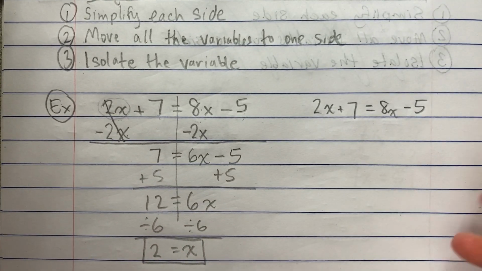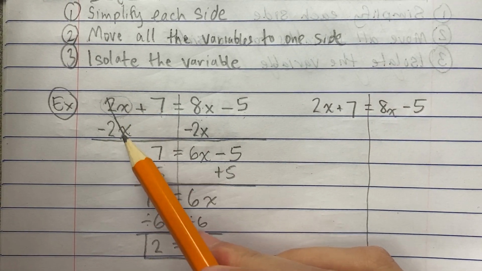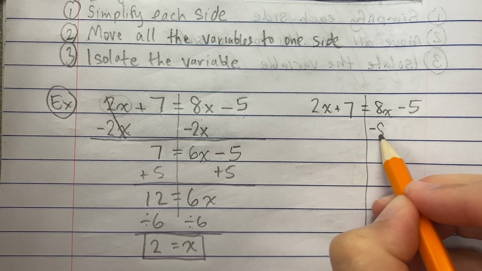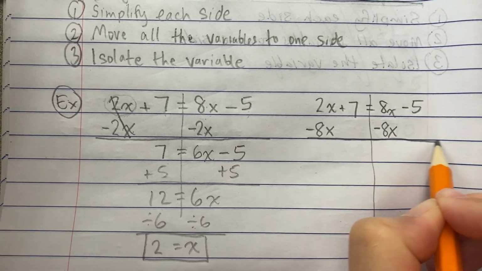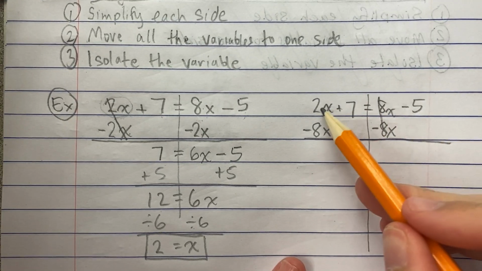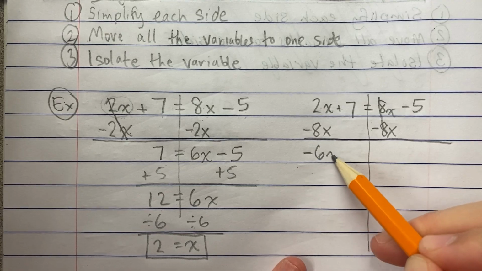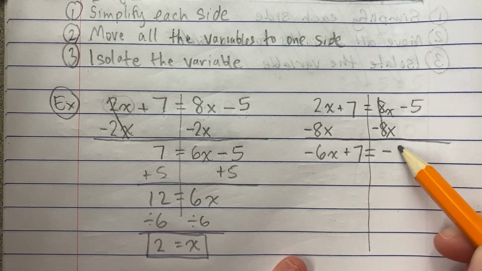Now what I want to show you is, remember up top, I said I could do it the other way too. Instead of subtracting 2x from both sides, I could subtract 8x from both sides. I'm going to do it this way, and you're going to see we get the same answer. Either way is fine. But then we're going to discuss why you might do it one way versus the other. 2 minus 8x is negative 6x. I'm going to bring down plus 7, and here's negative 5.